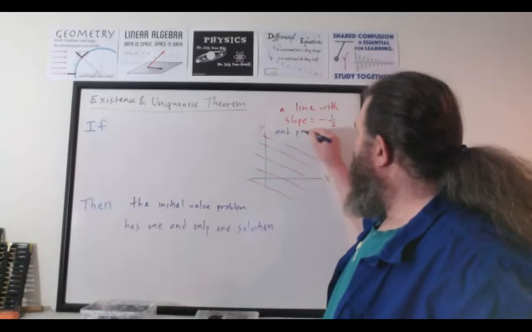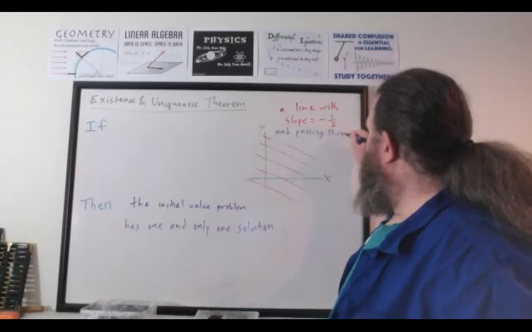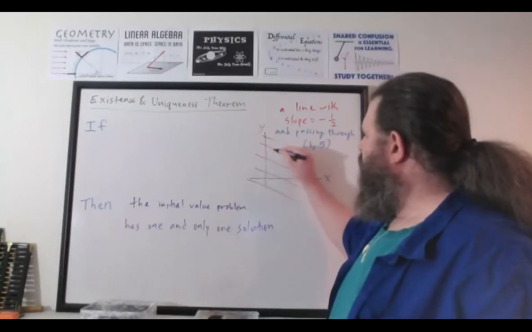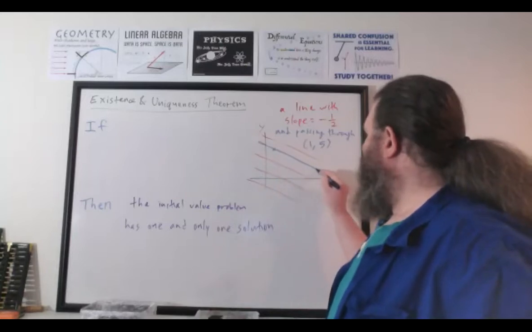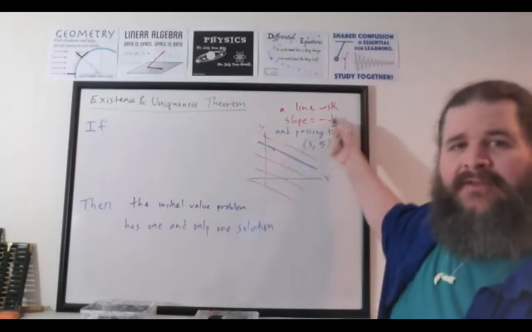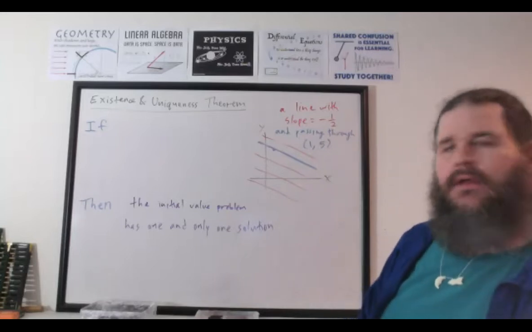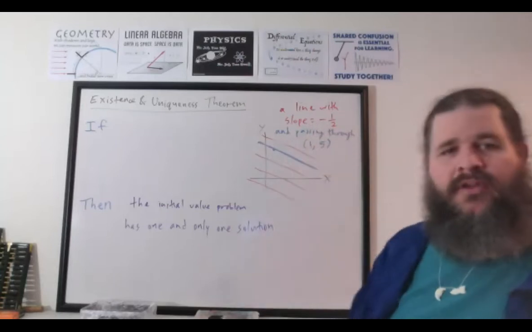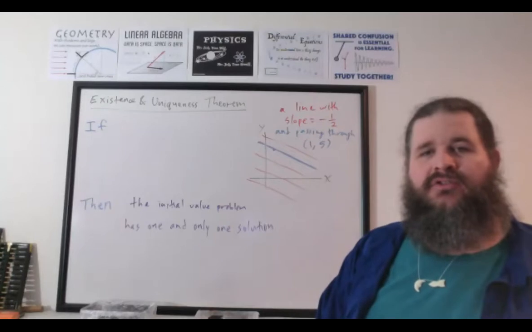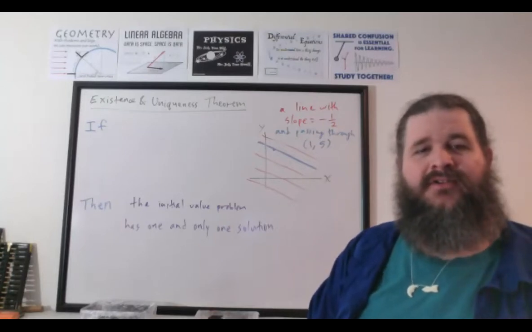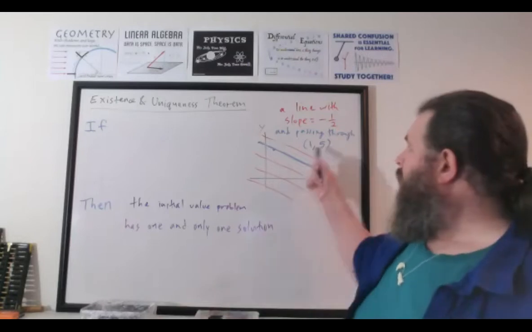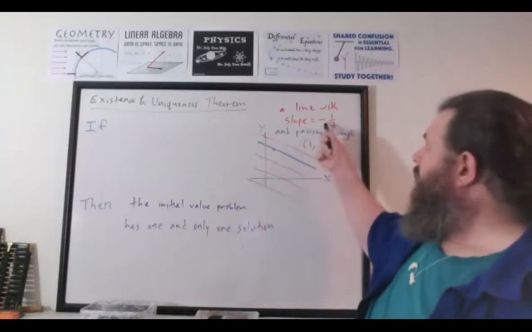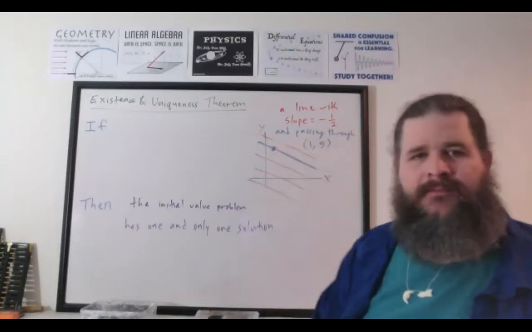So let's say it passes through the location (1, 5). There's only one line that has slope -1/2 and passes through the point (1, 5). Knowing the slope of a line is like knowing a differential equation. There are infinitely many lines with a certain given slope, and likewise, there are infinitely many solutions to a differential equation because the differential equation tells you something about the slope of a curve. But if we also have an initial condition, that narrows it down to just one solution. There's only one line that has this slope and passes through this point.